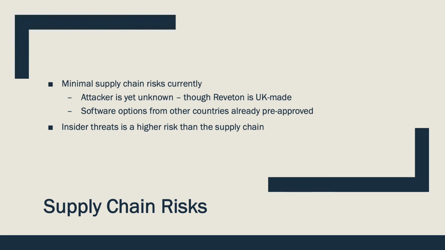Currently, there are minimal supply chain risks. Our FVEY Summit equipment software had already been pre-approved through the same rigorous process as the rest of the UK's domestic security apparatus. It is now known that the ransomware that infected Summit systems was the Reviton ransomware, a UK-based malware. Insider threats are the main threat to consider to the Summit. Any software or information developed specifically for the Summit was likely internally developed.